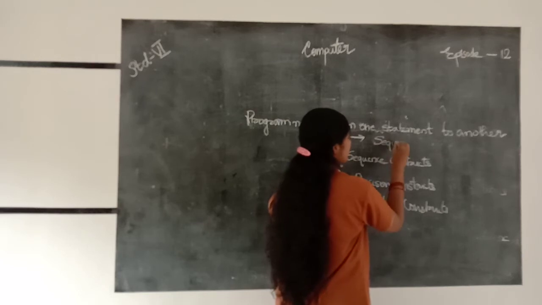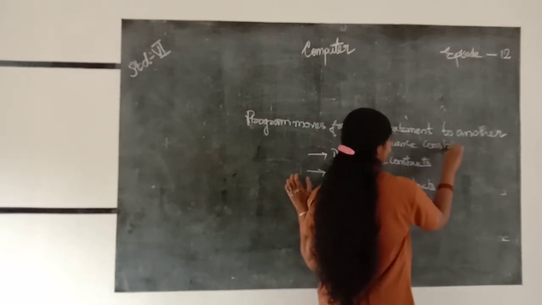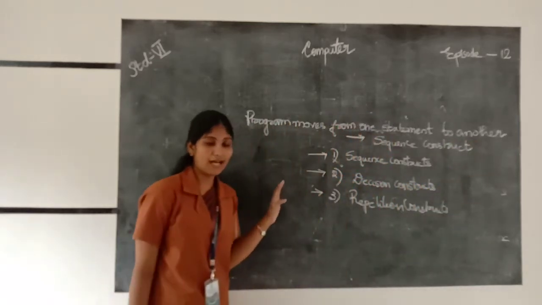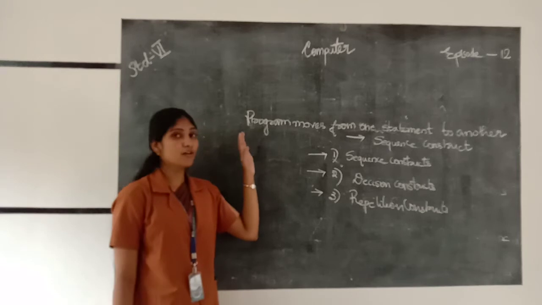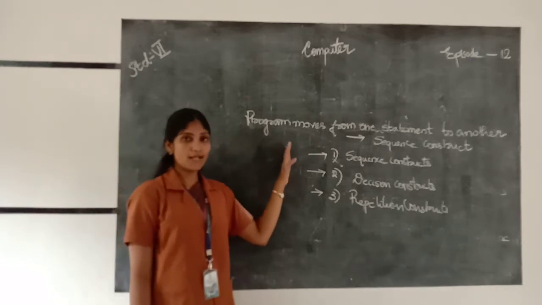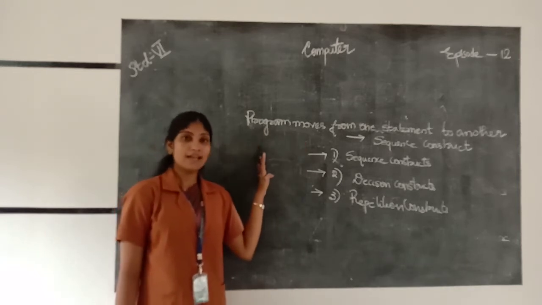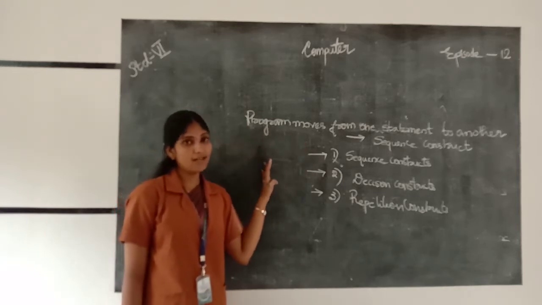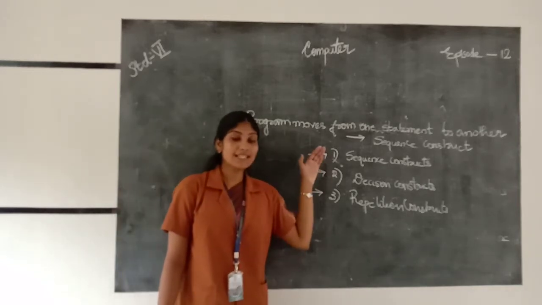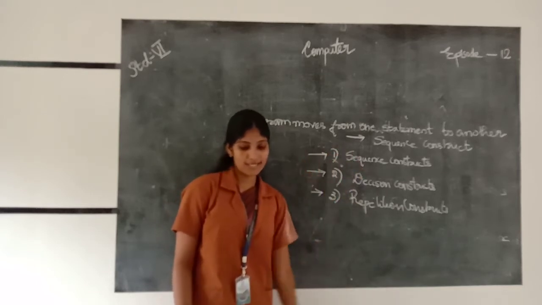Once again, what is a sequence construct flowchart? In this type of flowchart, the flow or direction of statements goes from one statement to another. There are no conditional statements here, so we can say it is sequentially written. Let's take an example.